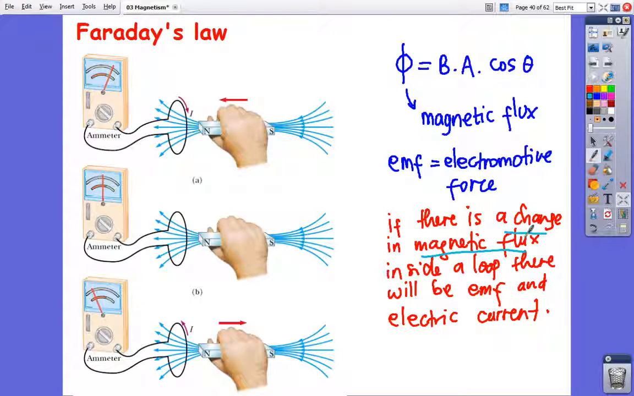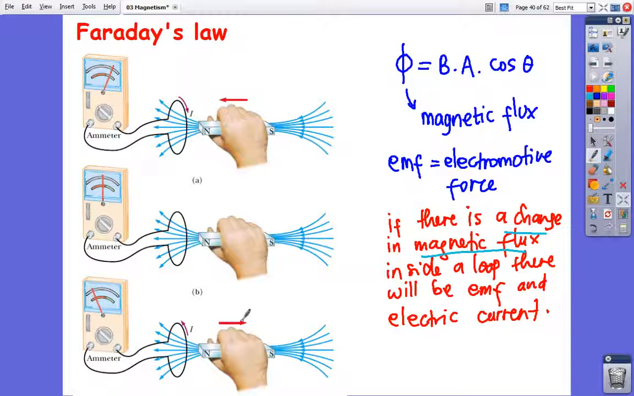So if there is no change, is there EMF or electric current? Yes, the answer is of course no. From the second picture here, when the hand stops moving, there is no change in magnetic flux inside the loop. So this ammeter reads nothing. The indicator will not move to the right or to the left. It will stay right there. So again, there is no change in magnetic flux. Because of that, there is no EMF and current.